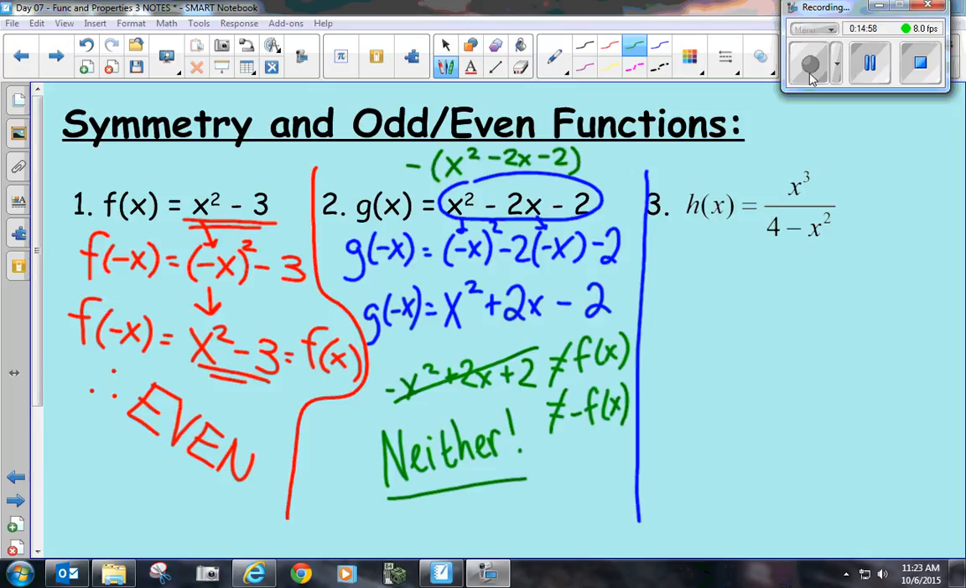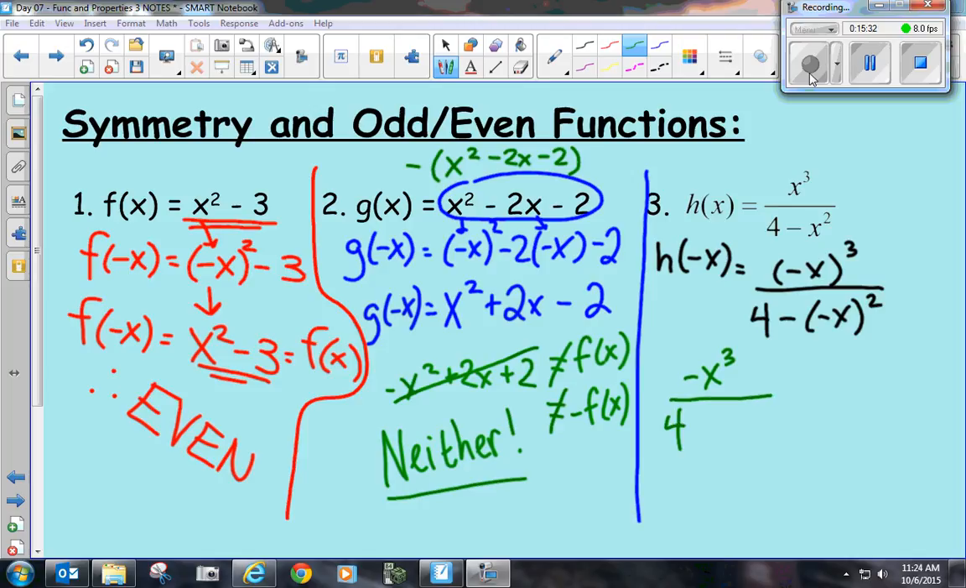Now this last one is interesting. I've got some people who ended up algebraically correct. They're not sure if it is odd, even, or neither. So we are going to put a negative x in here, and we'll end up with negative x on the numerator cubed, and for the denominator is 4 minus negative x squared. Okay? So what's the numerator going to end up becoming? It'll become negative x cubed over, what is the denominator? 4.